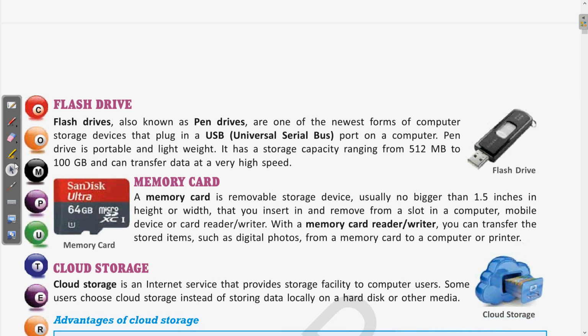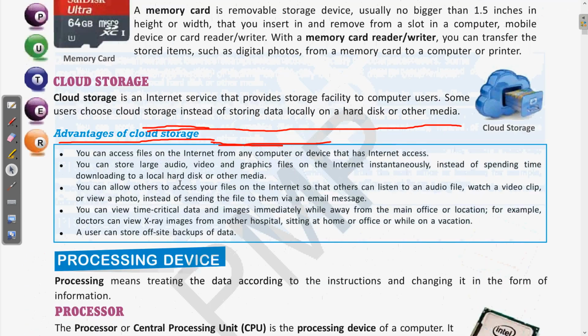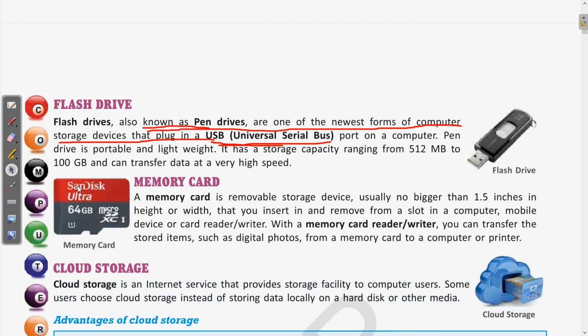The flash drive is known as pen drive, and they are the newest form of computer storage devices that are plugged into USB, that is universal serial bus. So this you can write: pen drives are flash drives, and they are the new forms of storage device which are plugged into USB, that is universal serial bus. I hope you can write the definition from here. This is page number 10. Clear? So flash drive we have covered.